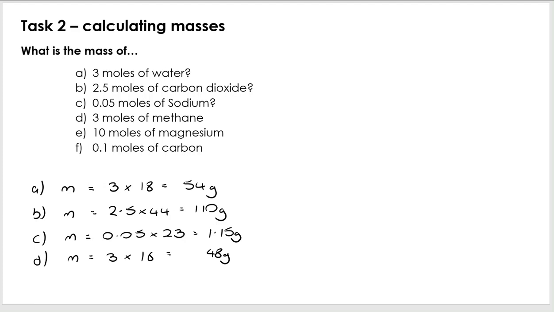Methane, with a relative molecular mass of 16, I'm going to multiply 3 by 16. That's 48 grams. If I have 10 moles of magnesium, magnesium has a mass number and therefore a relative atomic mass of 24. So 10 by 24 is 240 grams. And finally, 0.1 moles of carbon. That's 0.1 multiplied by 12. That would be 1.2 grams.